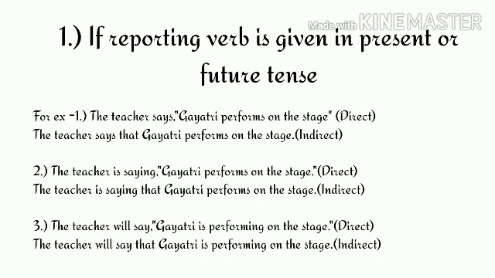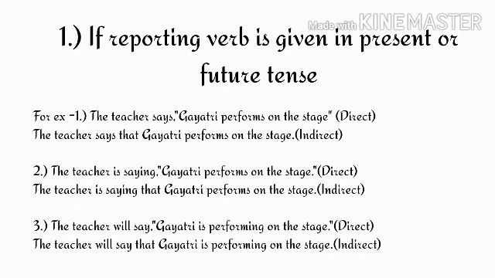Again, if I say, the teacher is saying, "Gayatri performs on stage." Again, the reporting verb is in present form, and so the reported speech will remain unchanged. The indirect form will be, the teacher is saying that Gayatri performs on the stage. Now, if the same thing we say in future tense, the teacher will say, "Gayatri is performing on the stage." So again, if the reporting verb is in future tense, then there will be no change in the verb or tense of the reported speech. So the indirect form will be, the teacher will say that Gayatri is performing on the stage.